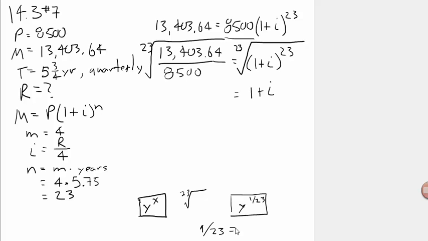1 divided by 23 is 0.043 with some numbers, 0.043 with more. And then we hit, no, I take it back. That's not how we do it. Here's your eraser, dummy.